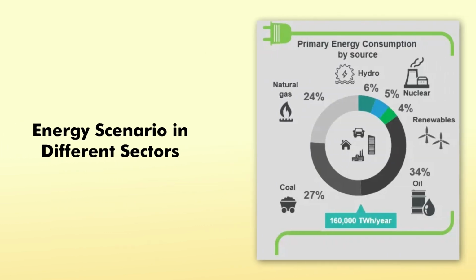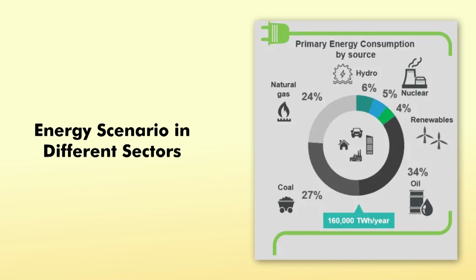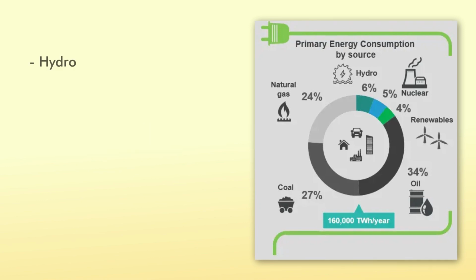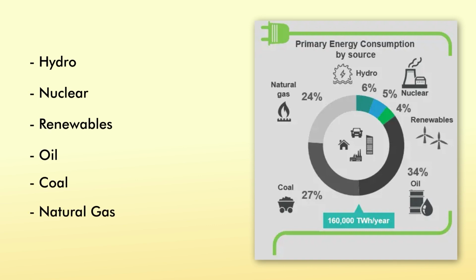Next, we will discuss the energy scenario in different sectors. Here, different sectors mean energy usage in hydro, energy usage by nuclear, energy usage by renewable sources, by coal or oil or natural gas. So, these are different sectors of energy usage.